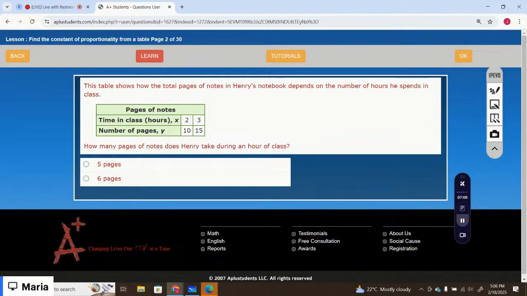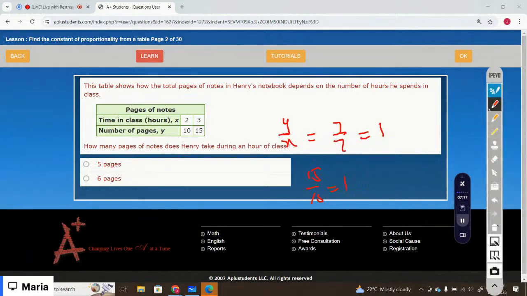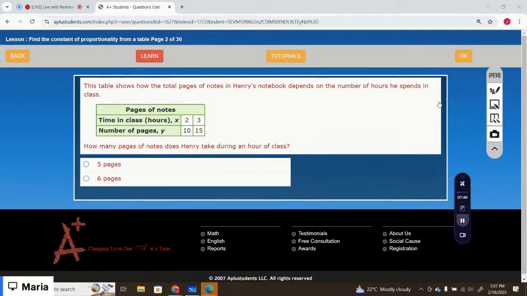The table shows how the total pages of notes in Henry's notebook depends on the number of hours he spent in class. How many pages of notes does Henry take during an hour of class? So you have to do y over x, that is 10 over 2, which is 5, and 15 over 3, that is also 5. So the constant of variation is 5. The correct option is option number 1, that is 5 pages.